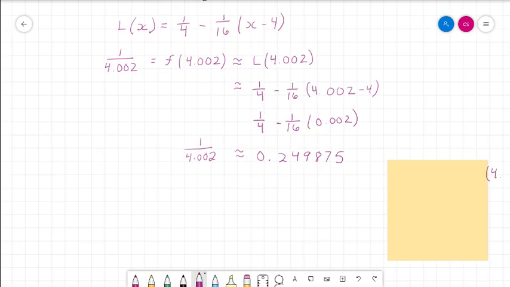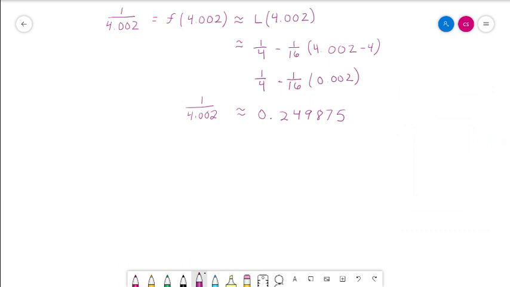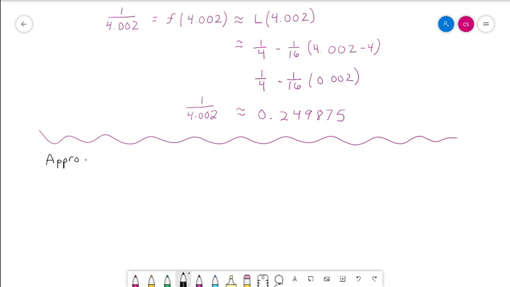So why don't you guys try to do something similar? I'm going to see if I can. There we go. Trash that. And you guys are going to do the following. You guys are going to approximate the square root of 100.5. Again, this would be difficult to do by hand, but we can easily do it using linear approximation. All right, so go ahead and push pause and then come back and see how you did.